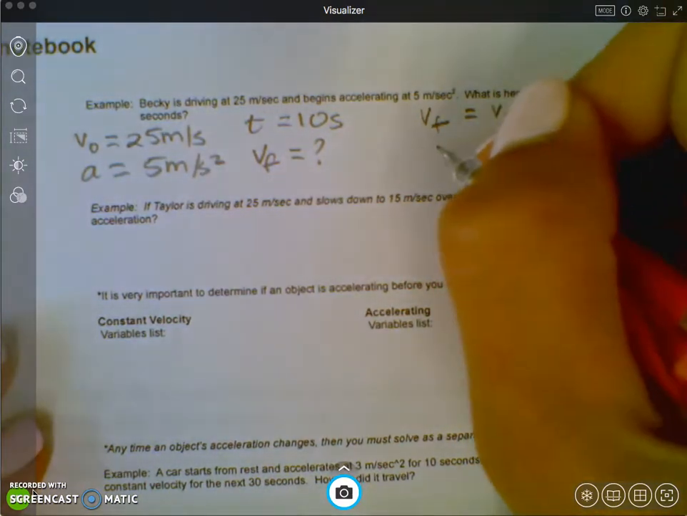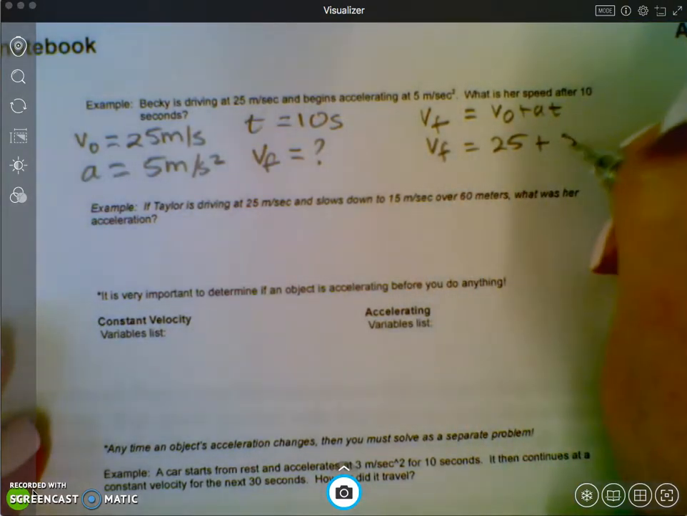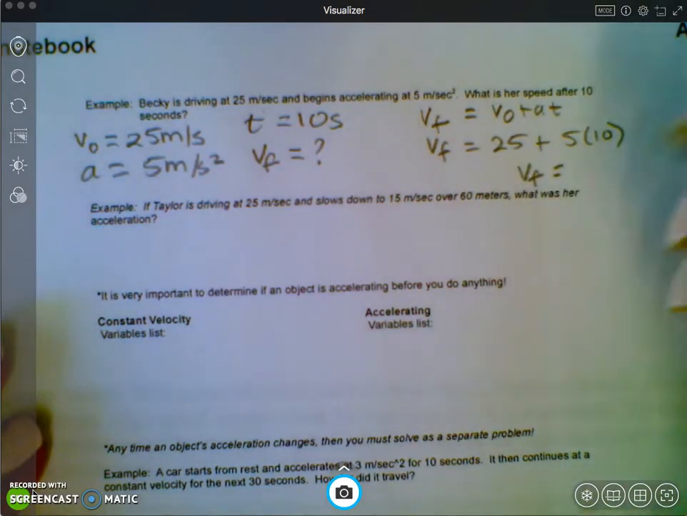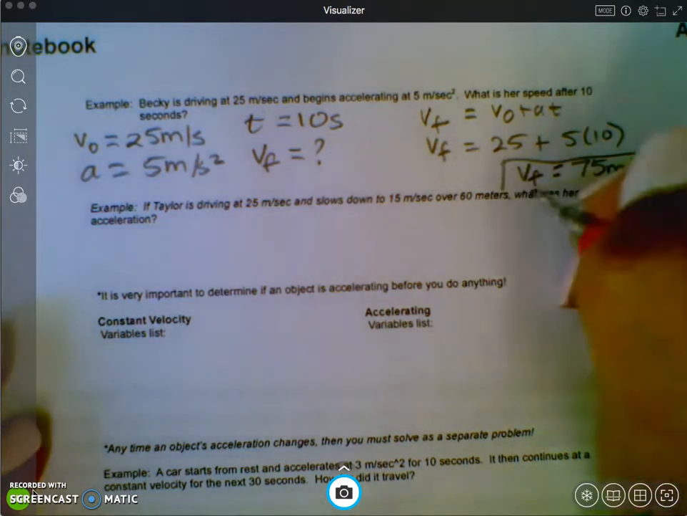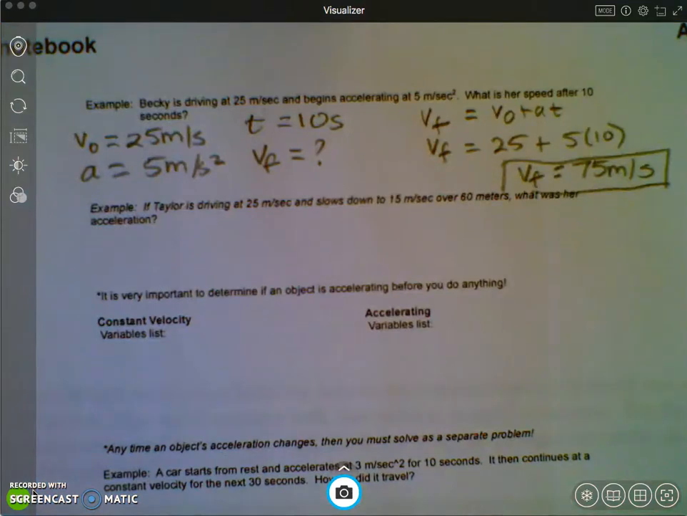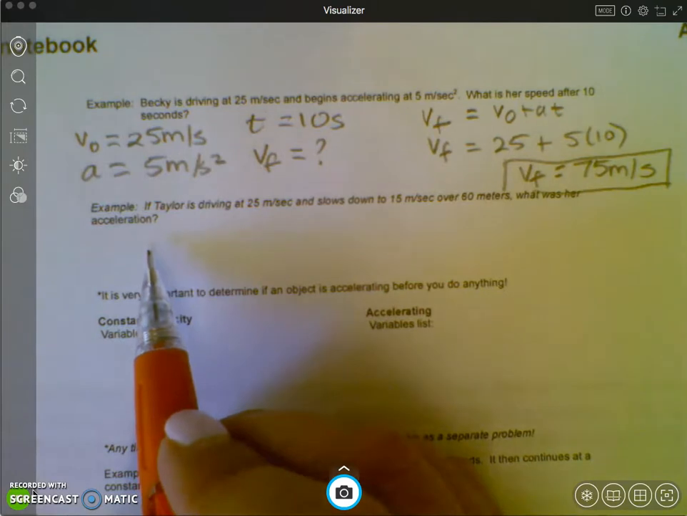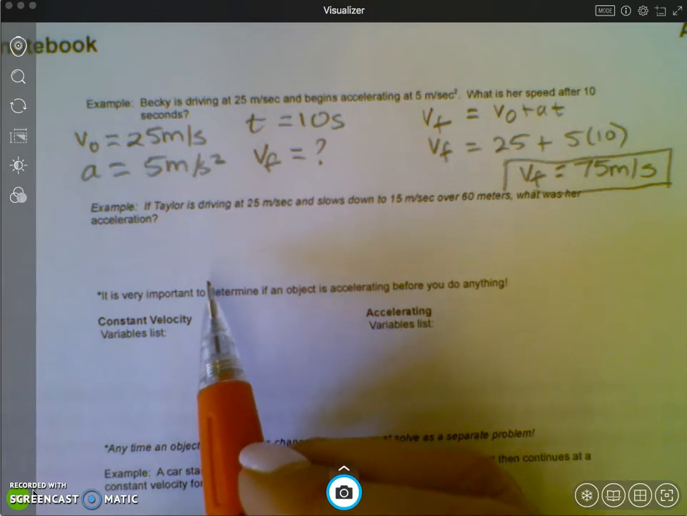Okay, and then I'm just going to go ahead and plug in. And if you go through and plug that into your calculator, you get 75 meters per second. Don't forget units, don't forget to box the answer. Okay. Now I want you to try this example here on your own. Okay, so write down the variables, get as far as you can, pause the video to do that, and then when you've done that and practiced it, come back and watch how we do it. Okay.